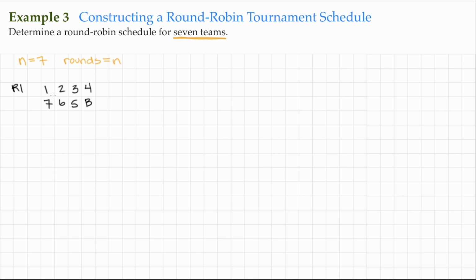So again, you could see teams 1 and 7 will be paired up for the first round. Teams 2 and 6 will be paired up for the first round. Teams 3 and 5 will be paired up for the first round. And team 4 will not be playing in the first round. That's the team that will have a bye.